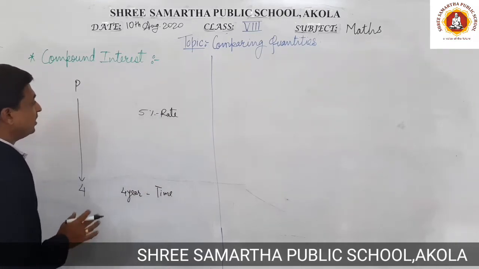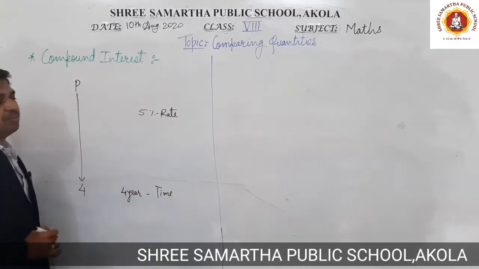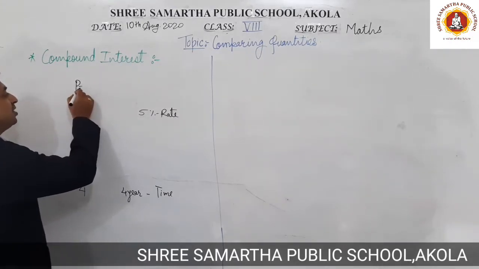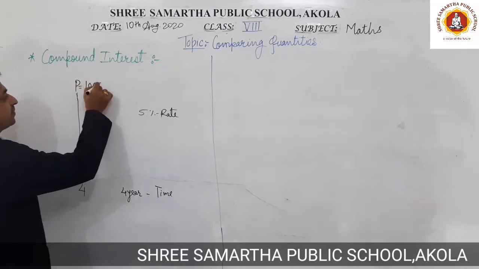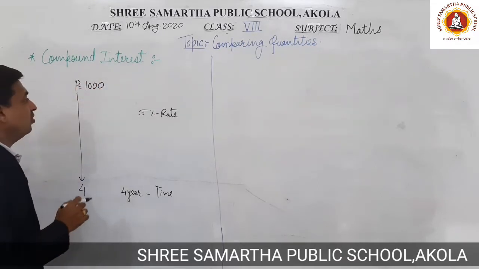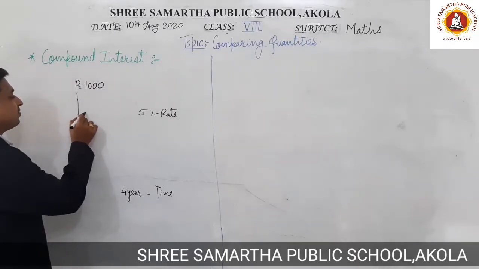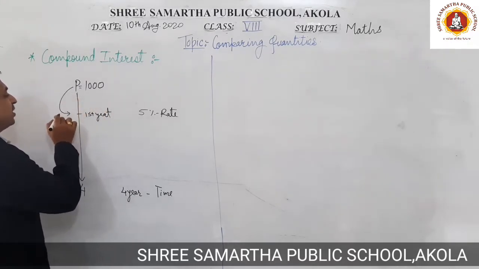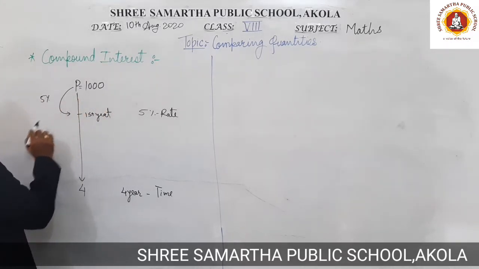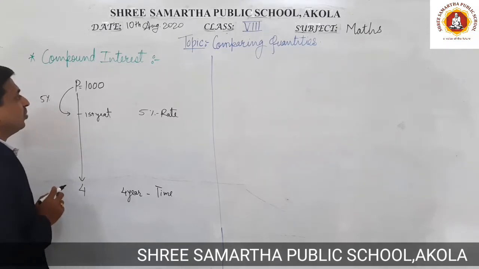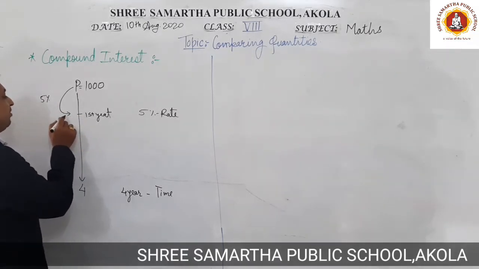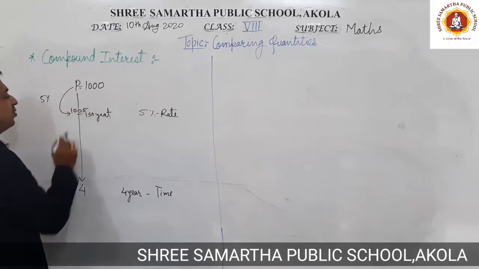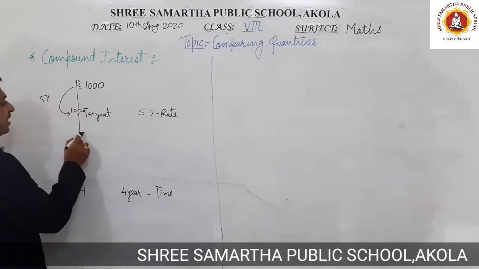So what is the basic difference that we will observe between compound interest and simple interest? Every year, suppose principal is rupees 1000. So what will happen in the first year? We will add 5% of 1000 to this as interest. 5% of this means 5. So the new principal here will be 1005 rupees.